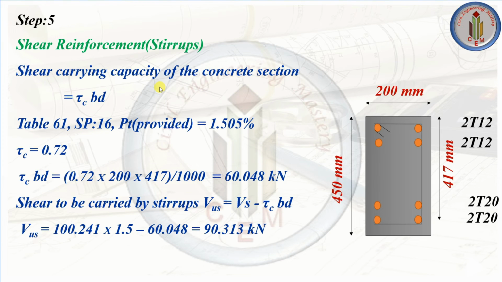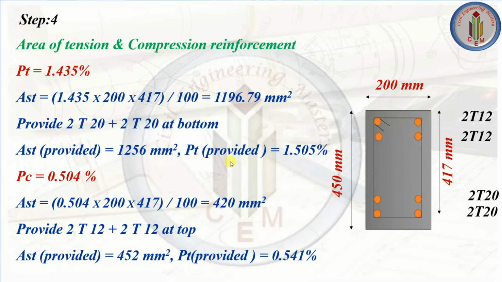So now we know that permissible stress is more than the shear stress we calculated. Next we need to find the shear carrying capacity of the concrete section, that is tau c BD. This tau c value we need to take from table 61 of SP16 for the percentage provided. As I told you before, the percentage provided we calculated as 1.505. The required percentage is 1.435, so we had provided 1.505. We use this percentage provided to find the tau c value.